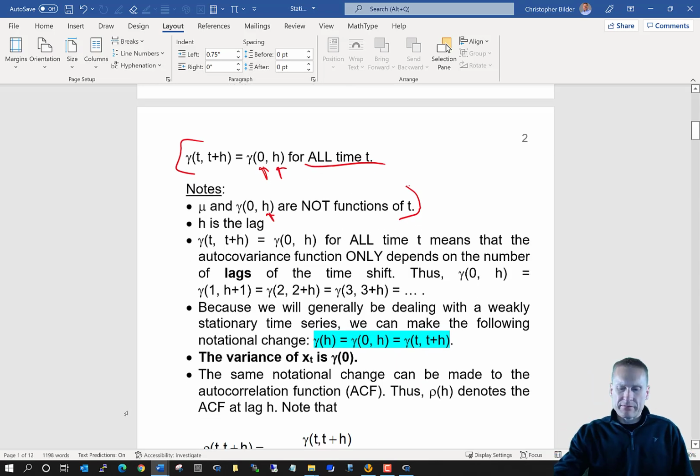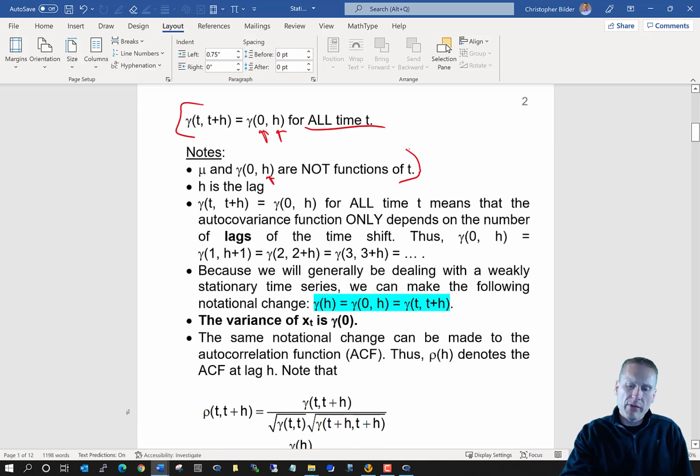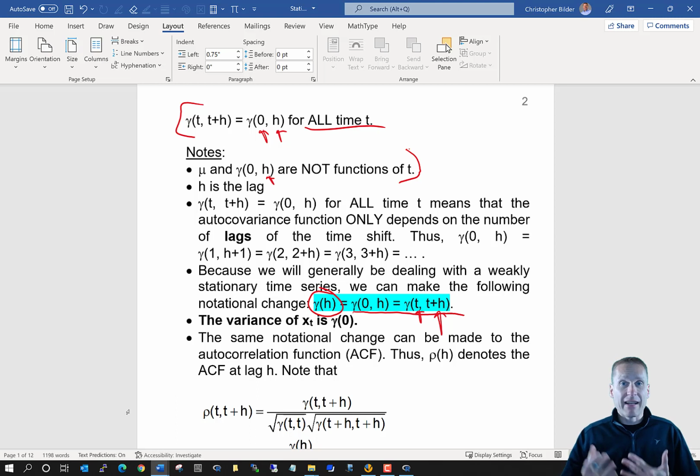Now, what this is going to mean for us with respect to the autocovariance is that we're going to be able to simplify the notation, because no longer are we worried about what time we are at. Rather, we're only going to be worried about that h lag time shift. So now our autocovariance in a weakly stationary time series setting can be simply denoted by gamma of h. Note that the variance of x of t is gamma of 0, because that would mean I have something like gamma of t and t. There is no time shift.